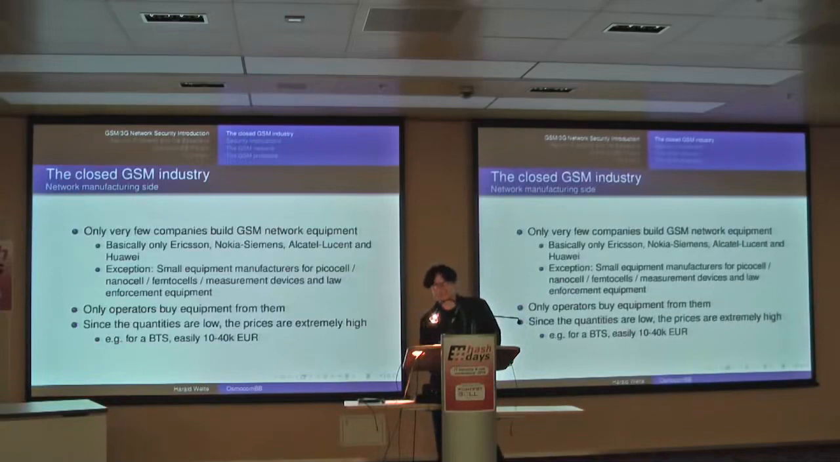Now if you talk about the network equipment side, the cell towers, the core network components, and so on, there's Ericsson, Nokia, Siemens Networks, Alcatel-Lucent, and Huawei, and that's it. There are no other big manufacturers left of GSM network equipment, if you ignore femtocell manufacturers and such. Only operators are customers of those manufacturers, and since it's professional telco-grade equipment, the quantities are low, the prices are high. If you want to buy such a system, even the smallest unit in such a system, and start to run your own network to do security research on GSM protocols, you have to have a lot of money. The BTS alone, which is the smallest element in the network, something that operators buy today, is in the range of 10 to 40,000 euros per unit.